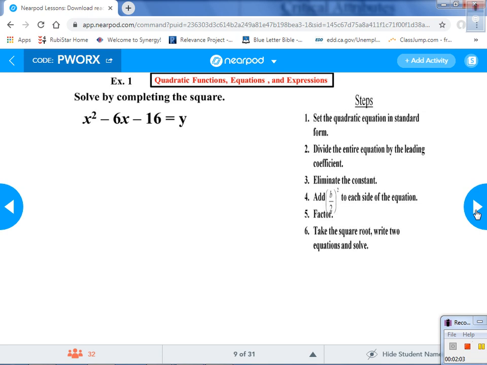Solve by completing the square: x squared minus 6x minus 16 equals y. Copy that. Hurry up. Just copy it. You don't need to copy the steps. They're going to be up there all the next 3, 4 examples, so you can copy them as we go along and we have the extra time. But for right now, just copy the equation. I'm going to go over the process.